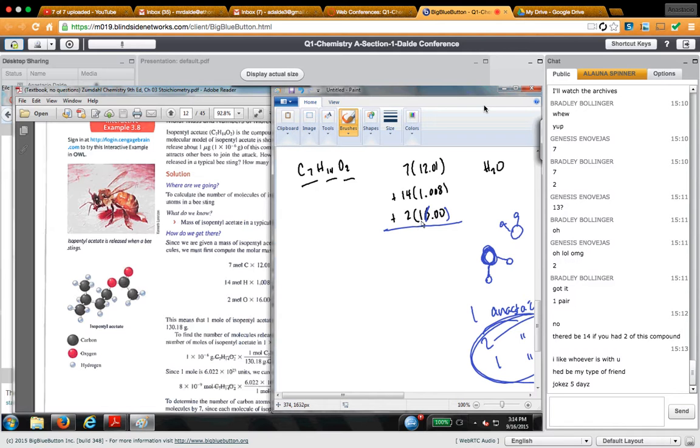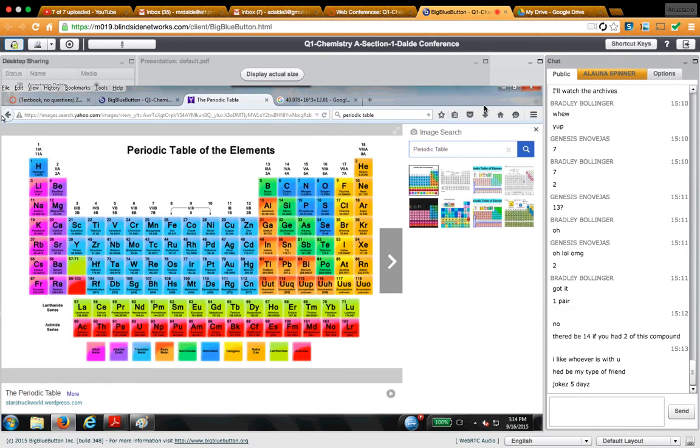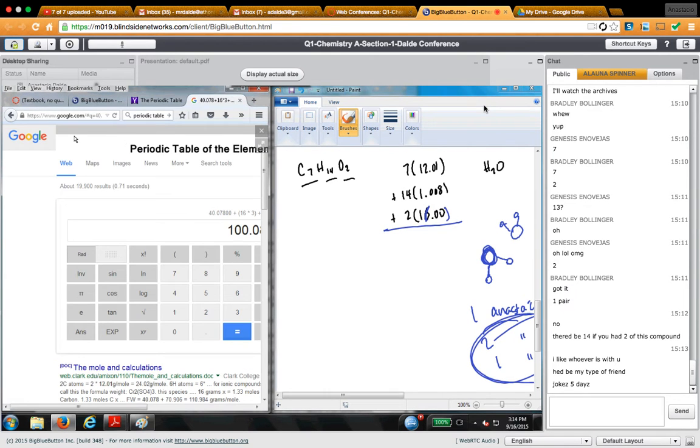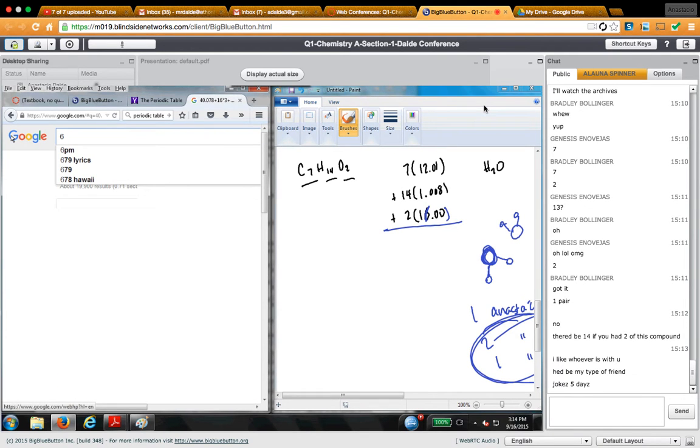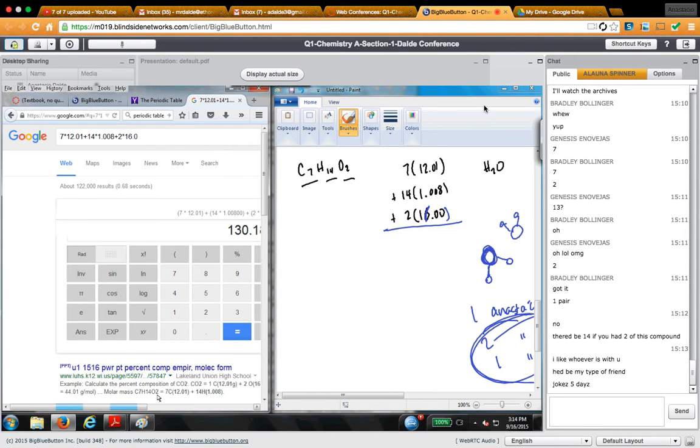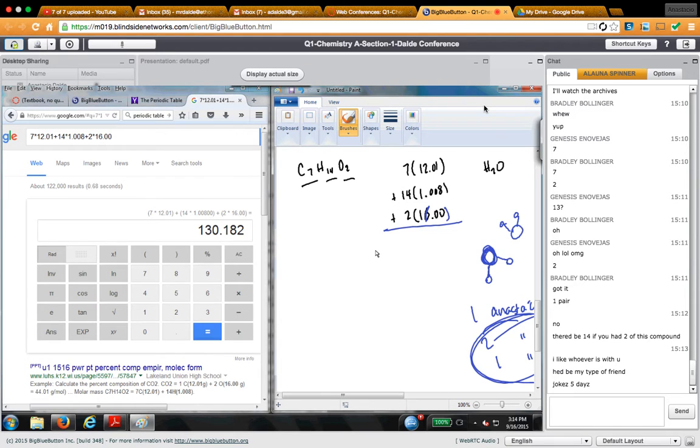So if I add all this up together, I can figure out the molar mass of isopentenyl acetate, which is 7 times 12 plus 14 times 1.008 plus 2 times 16.00, and you end up getting 130.182. So apparently, isopentenyl acetate is 130.182 grams for every 1 mole of that stuff.